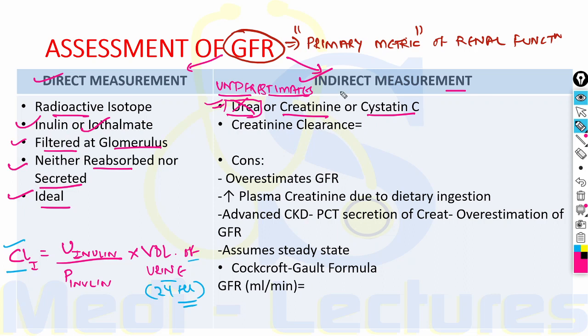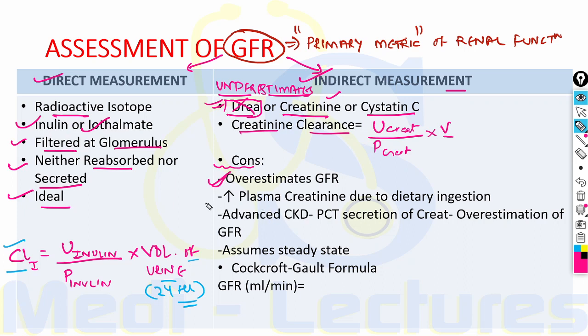So the best molecule we can use is creatinine. The formula for creatinine clearance comes out to be urine creatinine divided by plasma creatinine times the volume of urine in 24 hours. But creatinine clearance has certain cons. It overestimates GFR slightly because some amount of creatinine is also tubularly secreted.